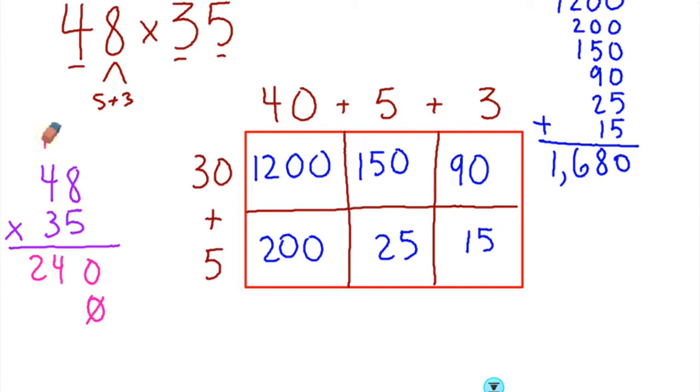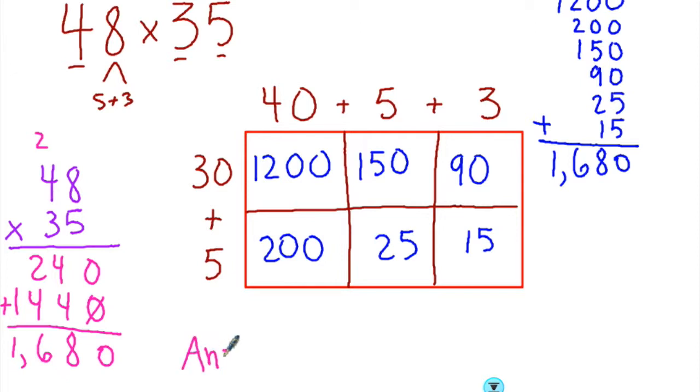8 times 3 is 24. Carry my 2. 4 times 3 is 12, plus 2 is 14. I add. My final answer is 1,680. We have a match. So both of these methods can complement one another. You'll realize that in some situations one is better than the other, and it all just depends on the situation.